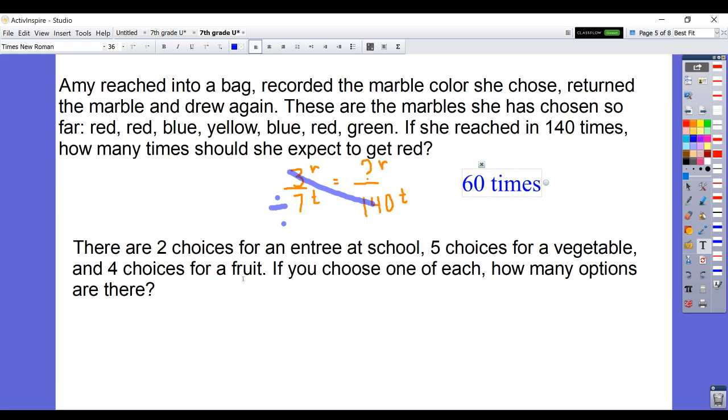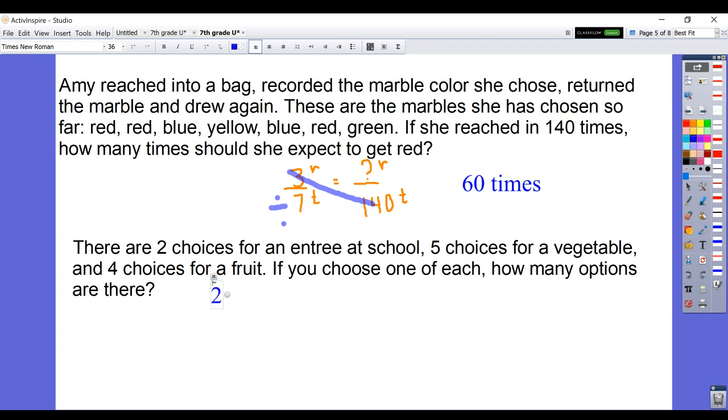There are 2 choices for an entree. Entree means a main dish at school. 5 choices for a vegetable, 4 choices for a fruit. If you choose one of each, how many options are there? So this is really just the counting principle. We don't even know what the different entrees are. We don't have to make a list.